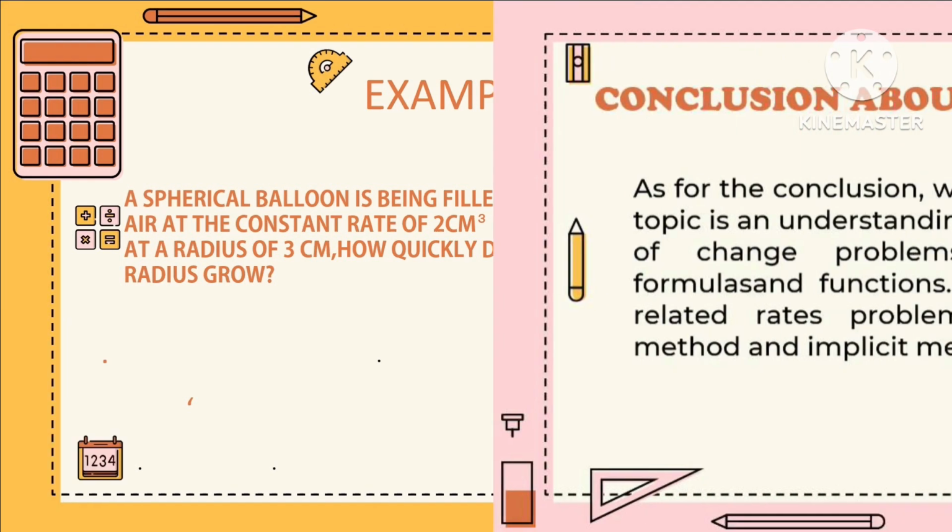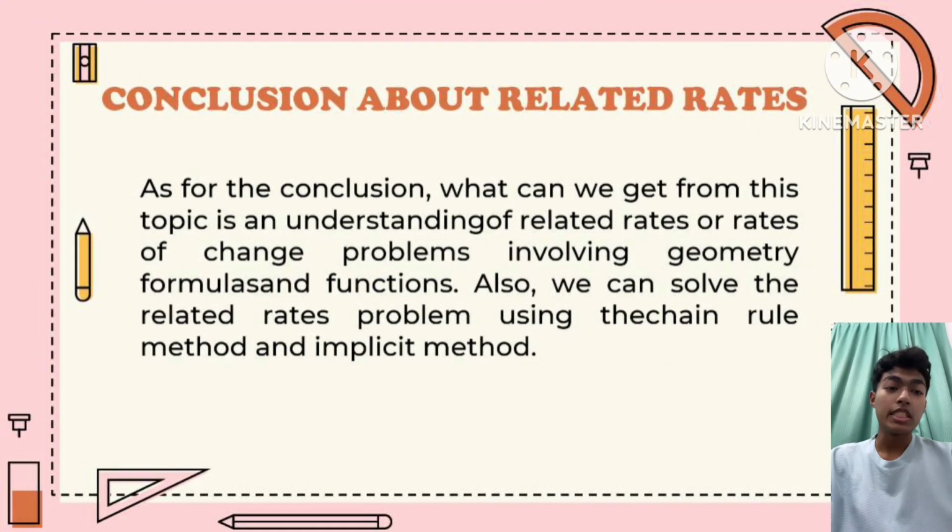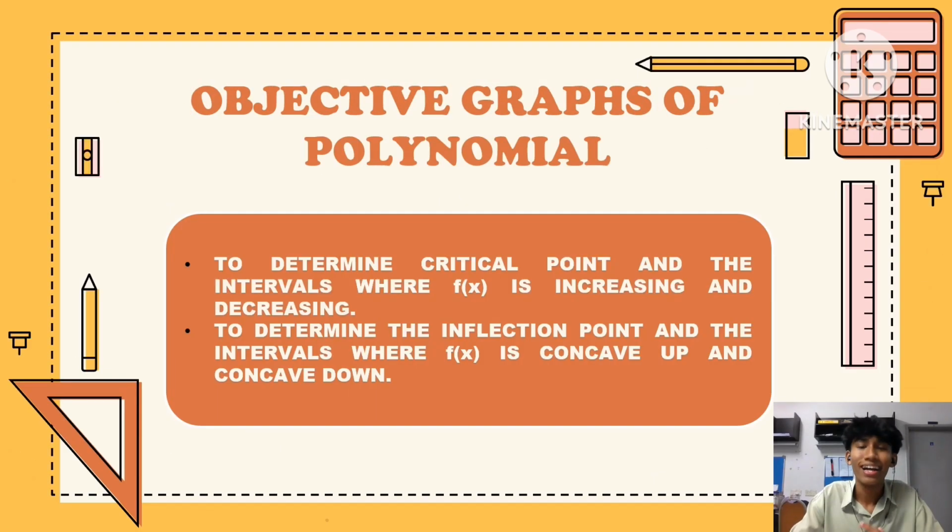centimeter per second. As for the conclusion, what we can get from this topic is an understanding of related rates or rates of change problems involving geometry, formulas, and functions. Also, we can solve related rates problems using the chain rule method and implicit methods. Thank you.